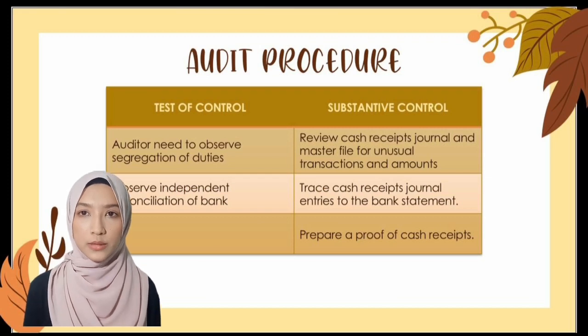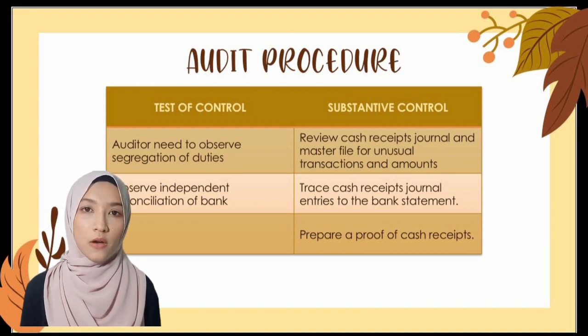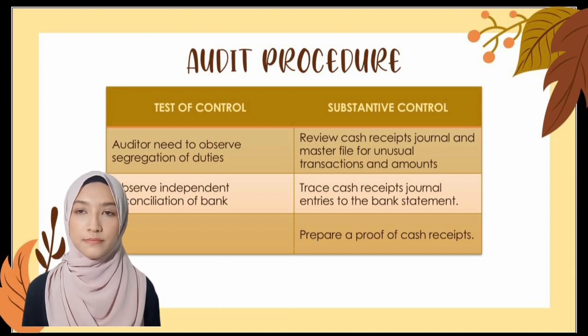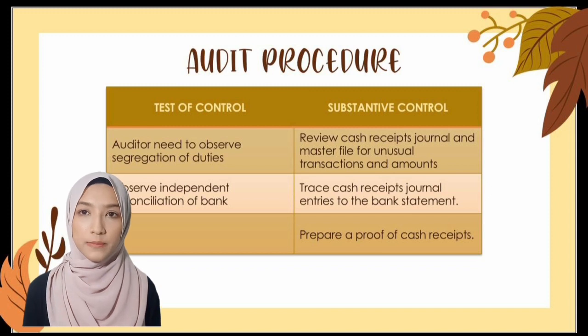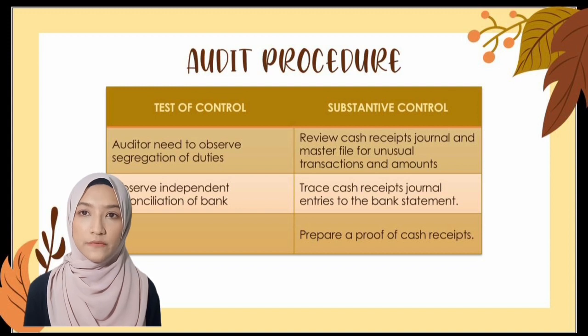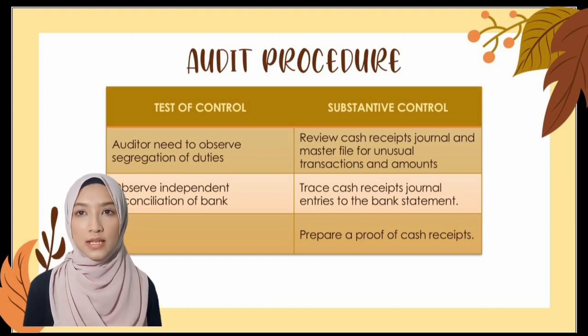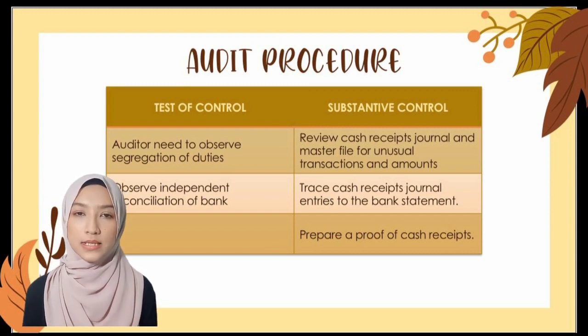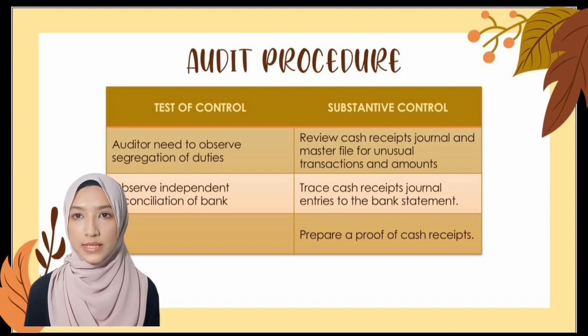There are also 2 audit procedures. The first one is test of control, and the second one is substantive test. In the test of control, the auditor needs to observe segregation of duties. The second one is observe independent reconciliation of the bank. In substantive tests, they need to review cash receipts journals and master file for unusual transactions and amounts. The second one is trace the cash receipts journal to the bank statement. And the last one is prepare a proof of cash receipts.